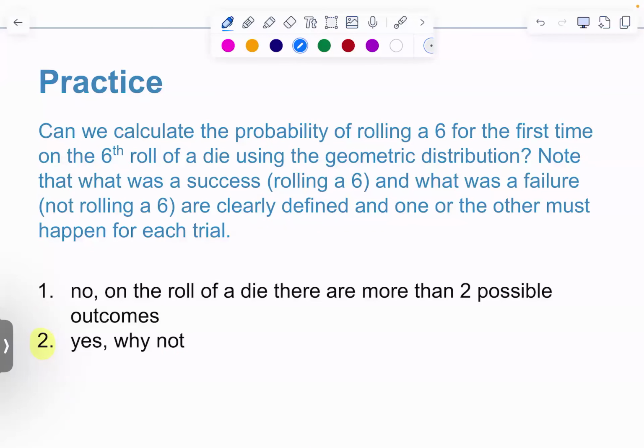Can we calculate the probability of rolling a 6? I did read through these before class, so it was probably incepted. But anyways.